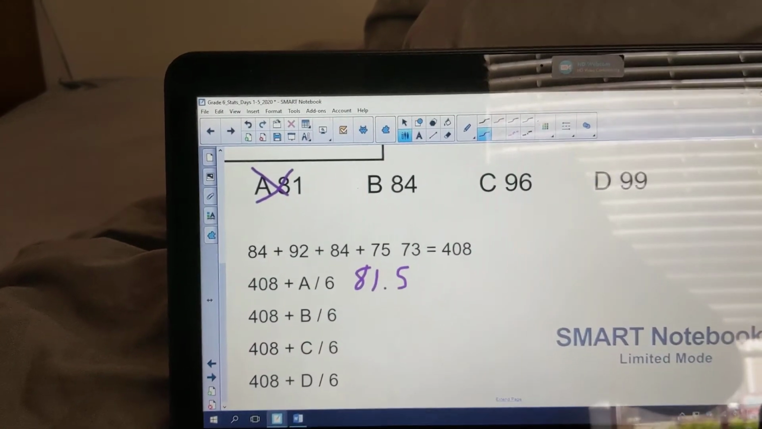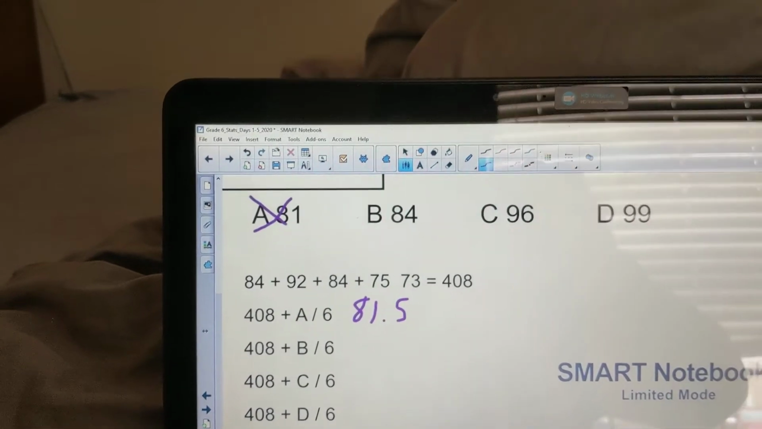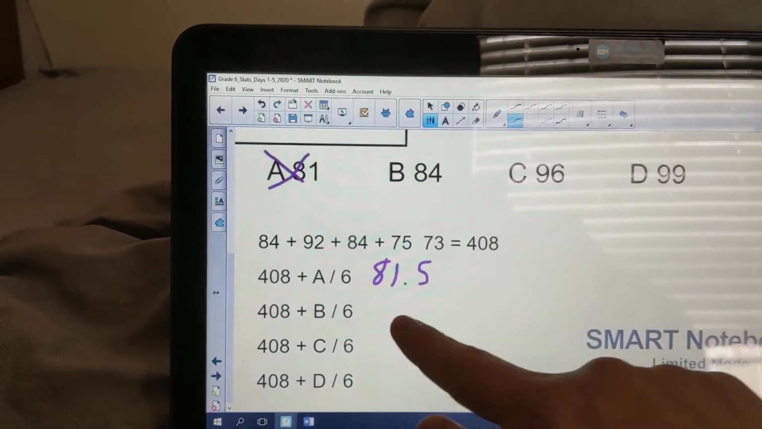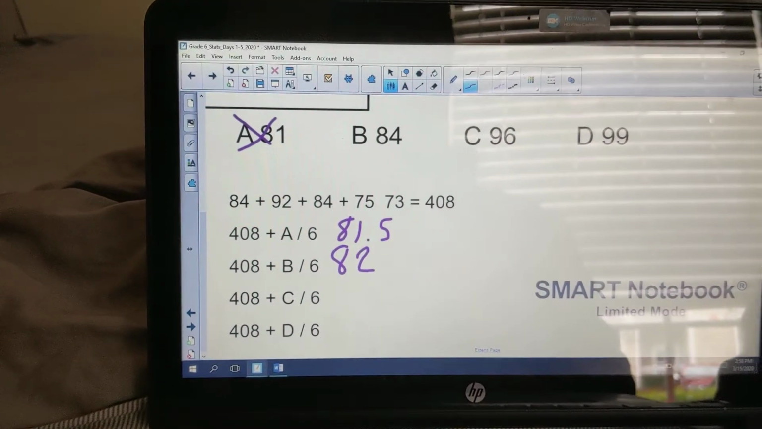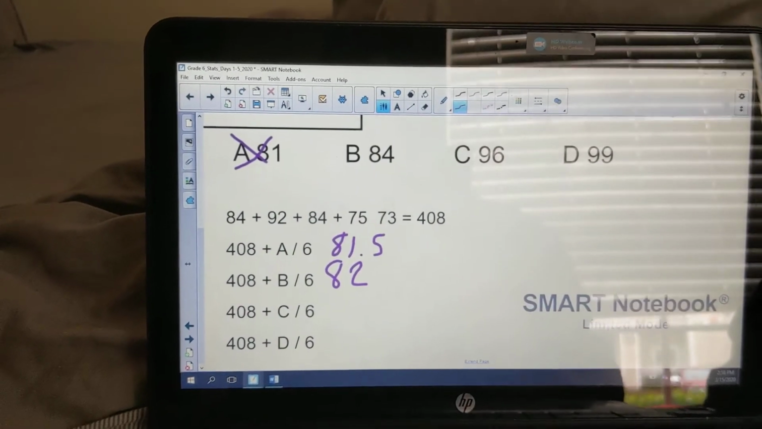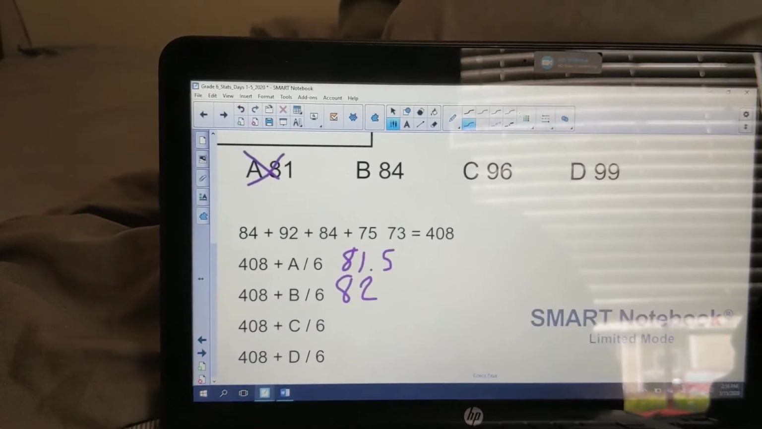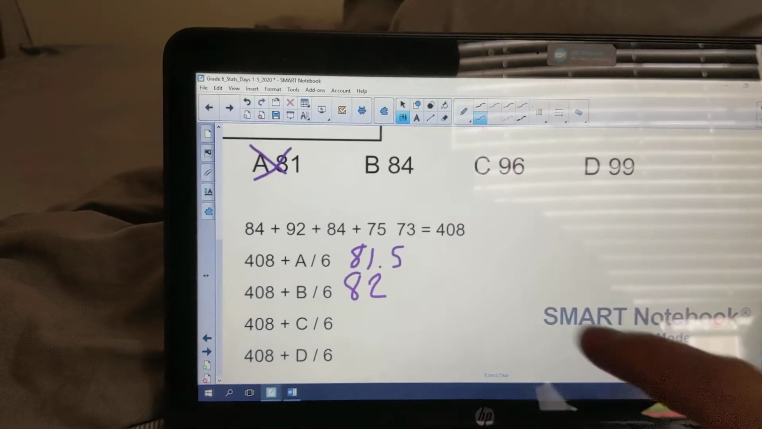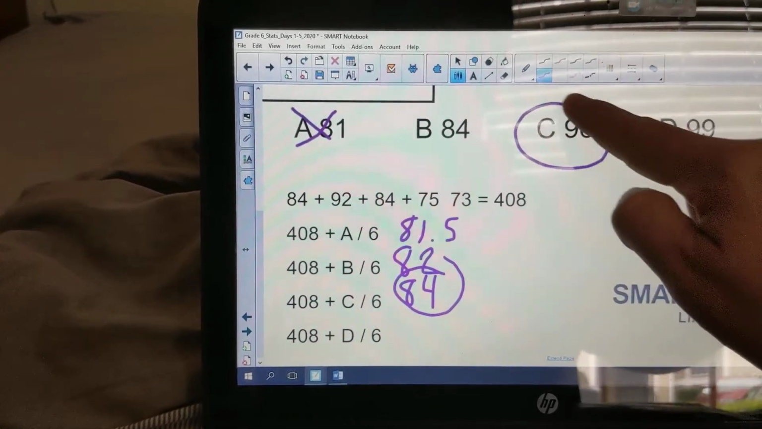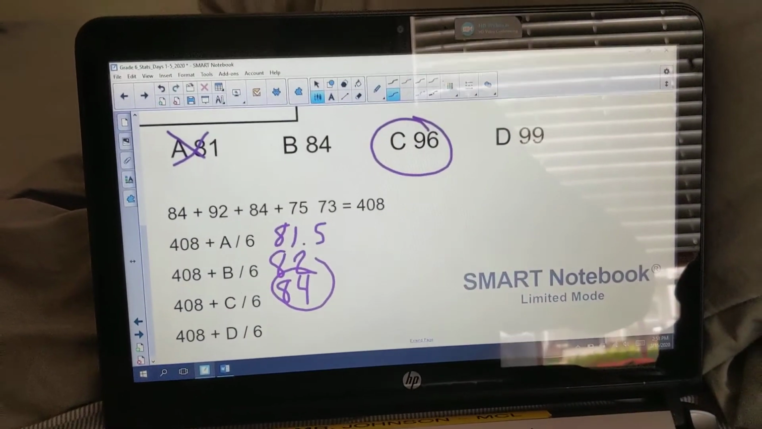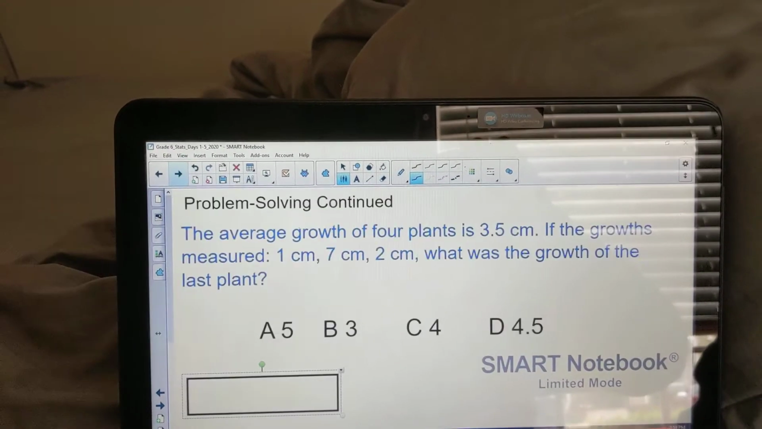Then we try answer choice B, 408 plus 84. Divide that by 6. Well, she's getting closer, but that's only going to give her an average of an 82. So we can try answer choice C. Let's say she gets a 96 on her next test. So 408 plus 96 divided by 6, because there'd be 6 total tests, gives her an average of an 84, which is what she's looking for. So she has to get a 96 on her next test in order to have an average of an 84.